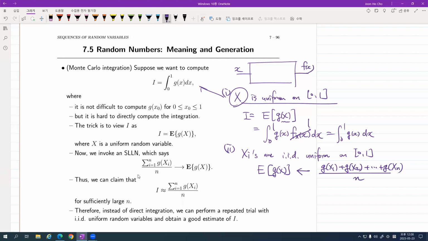Right? That is the law of large numbers. Of course, in order to apply a specific law of large numbers, we need to find out whether g of x has a finite mean or variance, right? Because different versions of the laws of large numbers have different conditions.